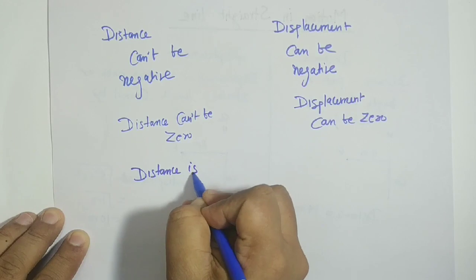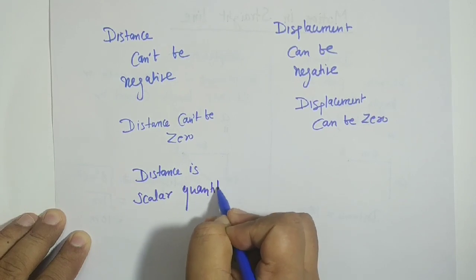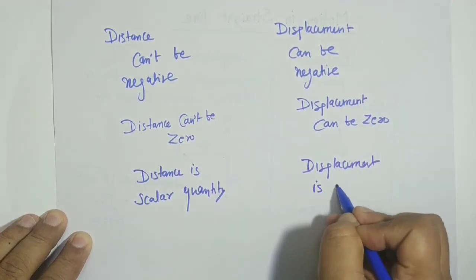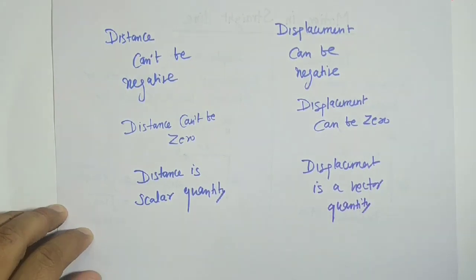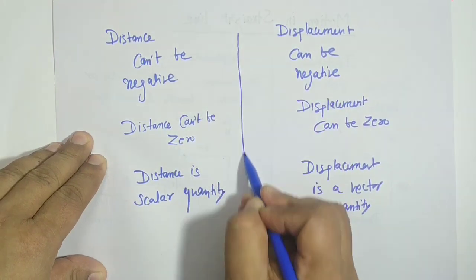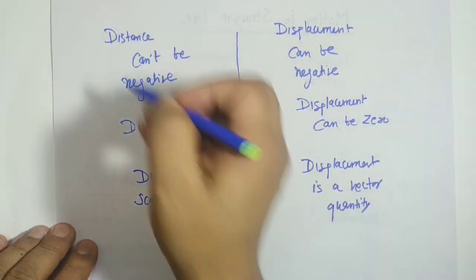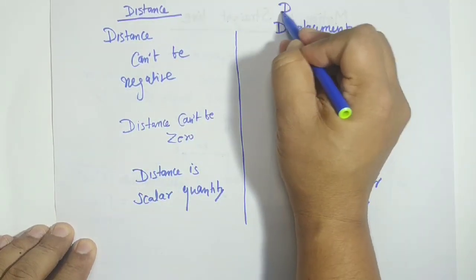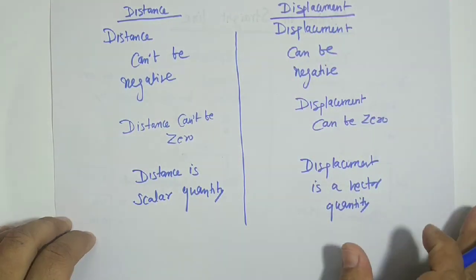Distance is a scalar, and scalar and vector will come later on, in motion in a plane. Distance is a scalar quantity, whereas displacement is a vector quantity. So this is the difference between distance and displacement. Distance can't be negative, displacement can be negative. Distance can't be zero. What we are discussing is distance, the path covered by the body, and displacement, the shortest path covered by the body. Are you getting it? Okay.